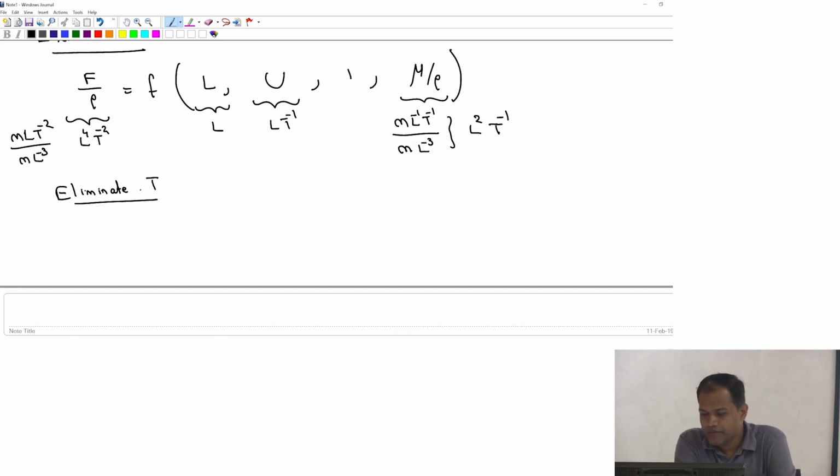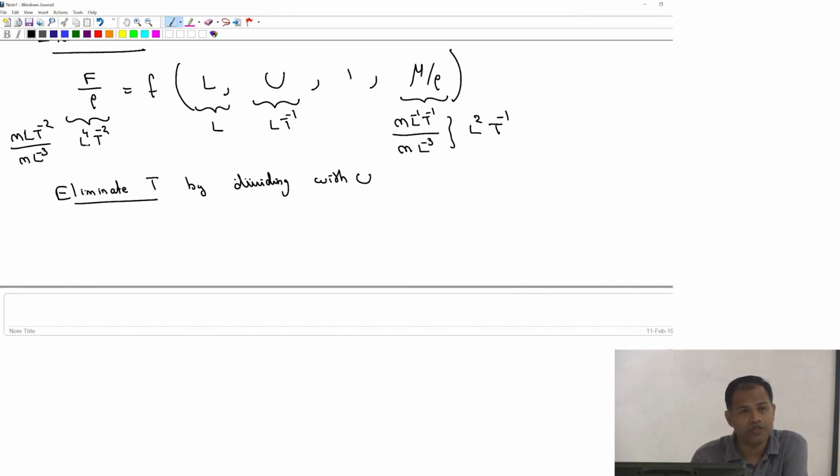So if I want to eliminate time, I could use L, U or mu by rho. I will eliminate t by dividing with u, let's say. So that means I had f by rho, whose dimension is now L to the power 4 t to the power minus 2. So if I want to get rid of t to the power of minus 2, I should divide it with u square, so that I can get rid of my u.